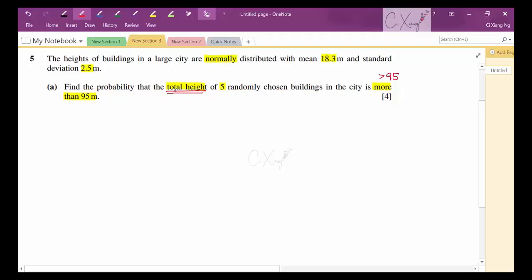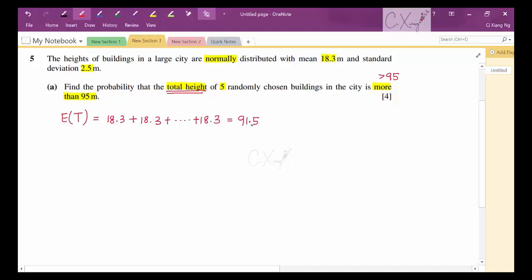The word total means that we have 5 buildings and we are looking for the total. So I will denote the total by the symbol T. If I want to find the mean for T, or the expected value for T, you should take the first building's mean, 18.3, plus the second building, also 18.3, and add it 5 times because you have 5 buildings. Or you can take 18.3 multiplied by 5, and you get 91.5.